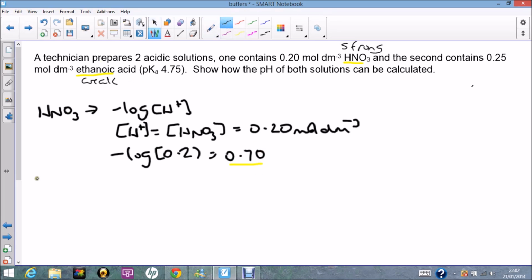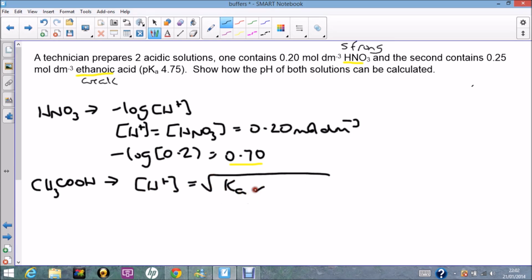Then we're going to deal with the ethanoic acid. Okay, we know that that's a weak acid, 1 because it's a carboxylic acid, and 2 because we've been given a pKa value. First thing to think about is which equation we're going to use. So to get the concentration of H+ of a weak acid, we use the square root of Ka times concentration. To get Ka, we can see that that's in the equation, but we've not got Ka, we've got pKa, so Ka equals 10 to the minus pKa, so 10 to the minus 4.75.